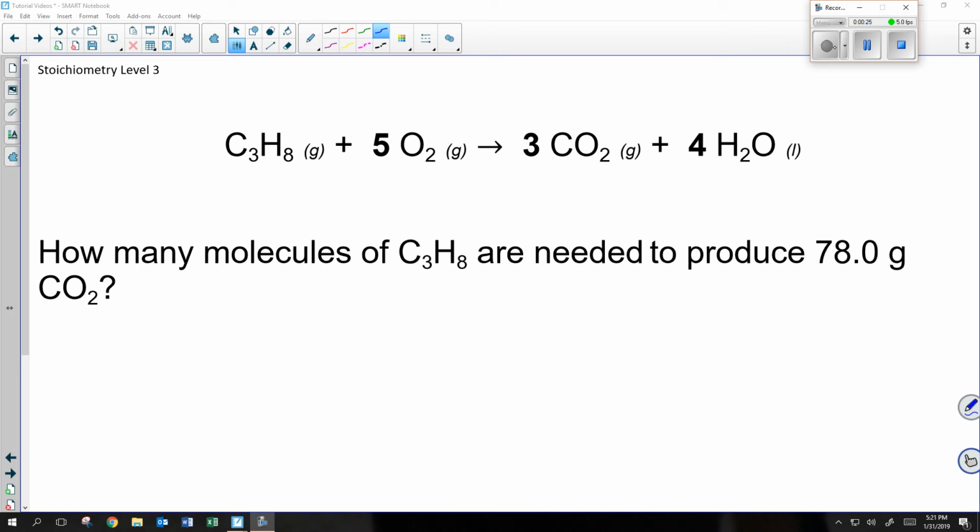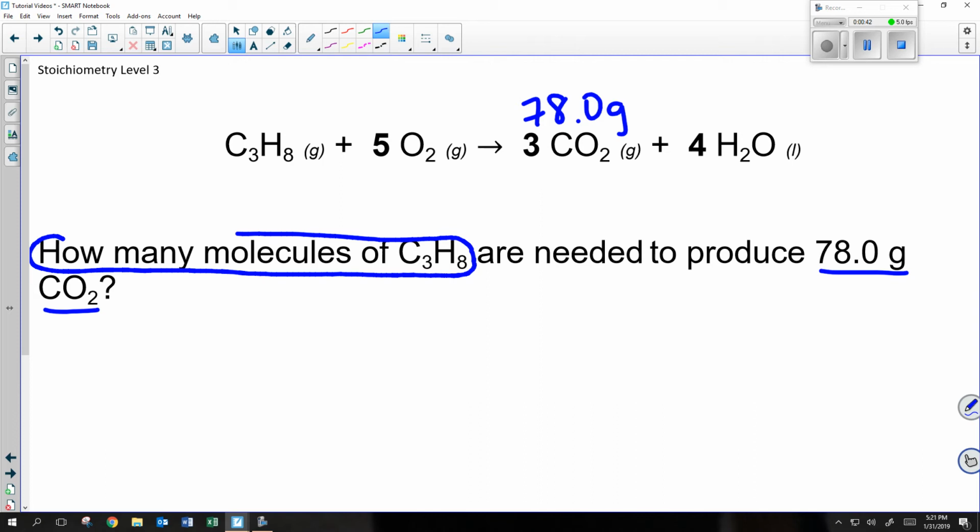The first thing I want to do is write my given value, which is 78.0 grams of CO2, above my CO2 in the balanced chemical equation, 78.0 grams. Then I want to write my unknown, which is how many molecules of C3H8, above my C3H8 in my balanced chemical equation as X molecules.